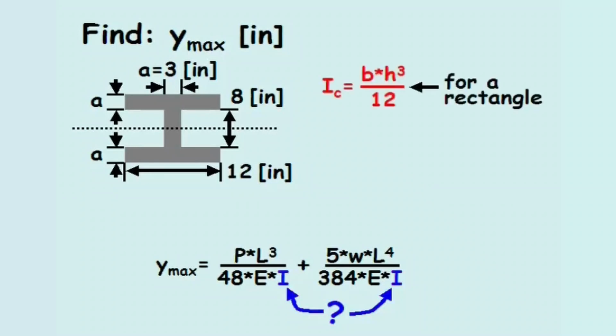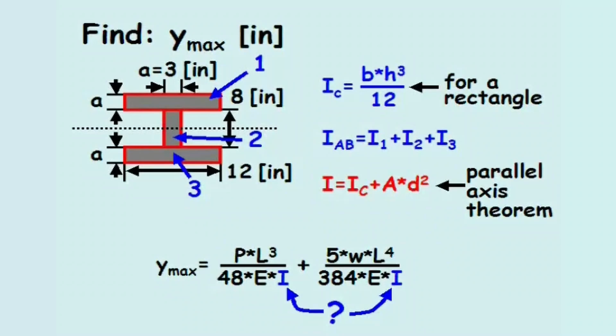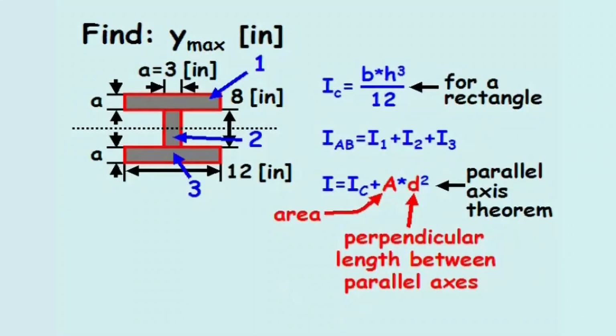The area moment of inertia for a rectangular shaped section about its own centroid equals the base times the height cubed divided by 12. Beam AB can be thought of as 3 separate rectangular areas, with area moment of inertias I1, I2, and I3. To calculate the area moment of inertia for a cross-sectional shape which is not about its own centroid, the parallel axis theorem is used, where A is the cross-sectional area and D is the perpendicular length between parallel axes. So our equation for the area moment of inertia for beam AB is the sum of the area moment of inertias about the centroidal axis for all three parts.